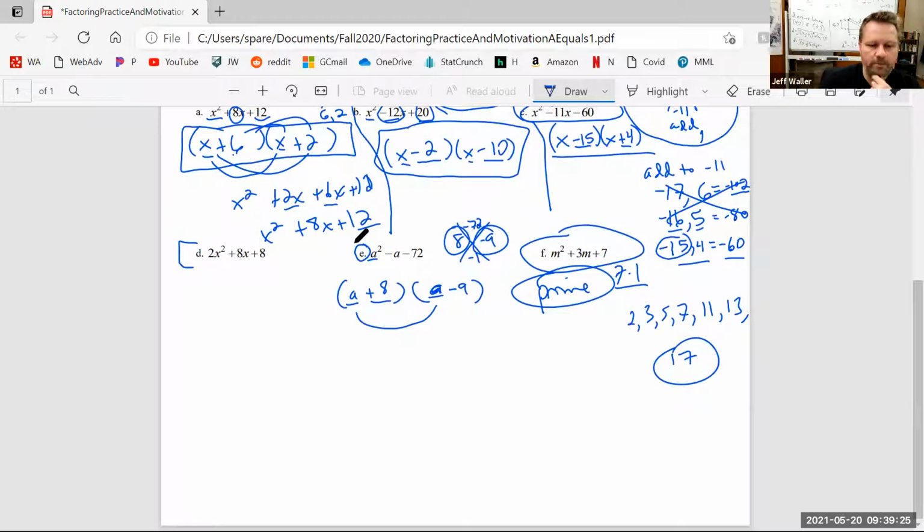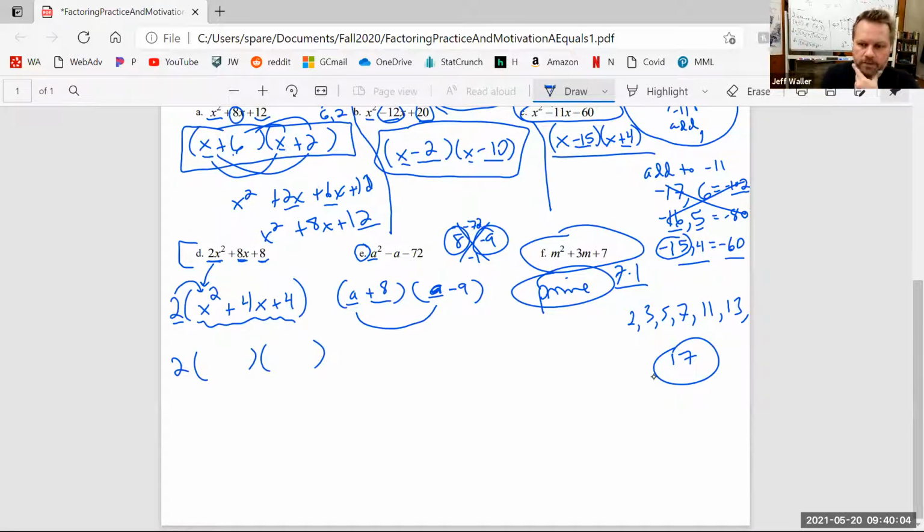So can I do this problem? Yes, we can. Is there a number that comes out of everything that I can undistribute? 2. So didn't somebody take a 2 and distribute it to what would have been here? 2 times what is 2x squared? x squared. And what's 8x divided by 2? 4x. And then 8 divided by 2 is 4. Now, take a minute and do this. Don't say anything. This should be very quick. Find numbers that multiply to 4 and add to 4.